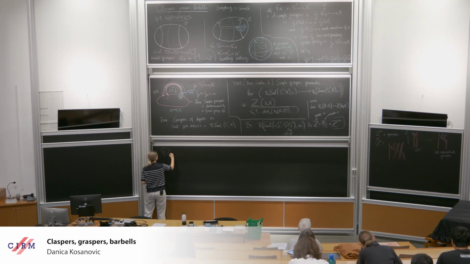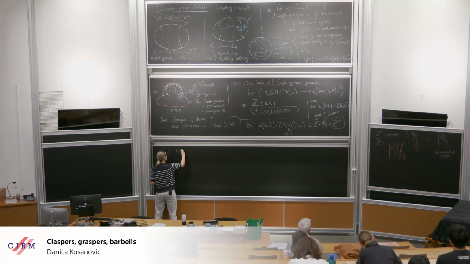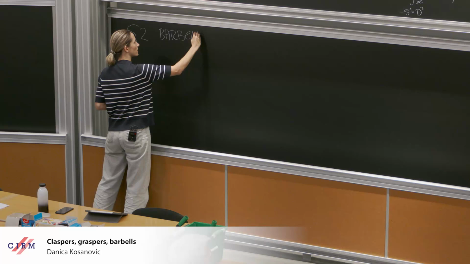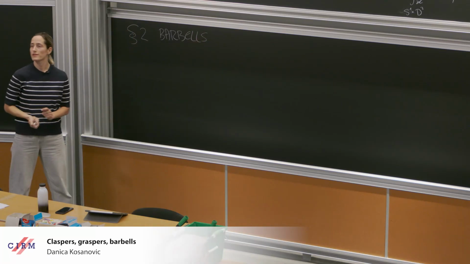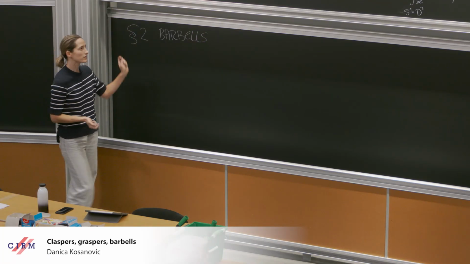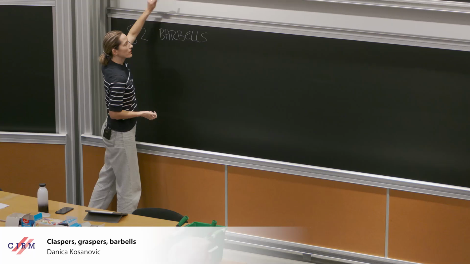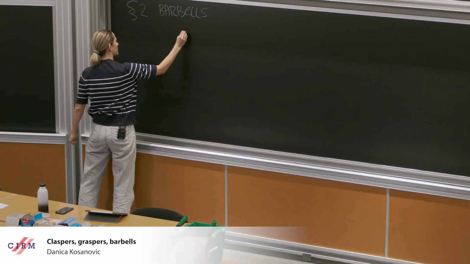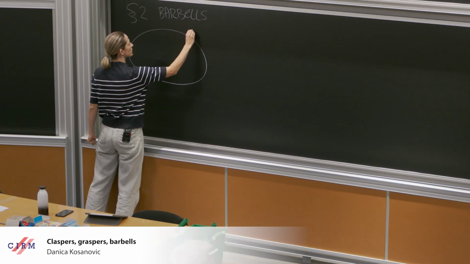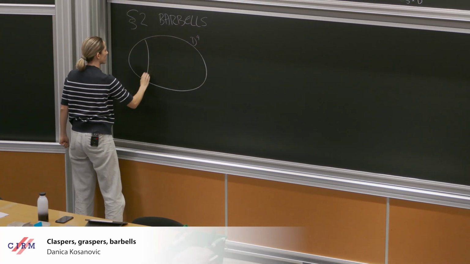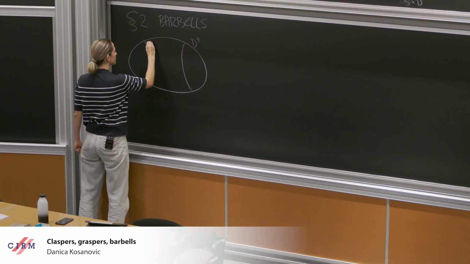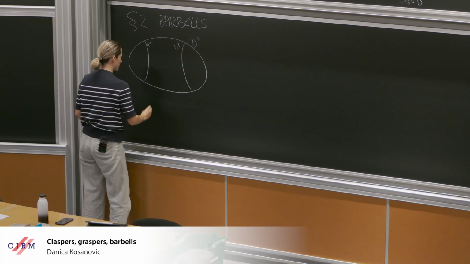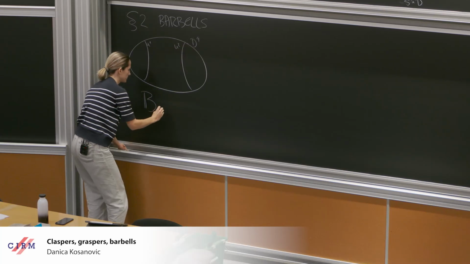Okay, now barbells. Barbells will give us diffeomorphisms instead of families of circles. But they are very much related to the graspers, as follows. Now in this model 4-ball, we will remove both U1 and U2. And that's going to be the model barbell.